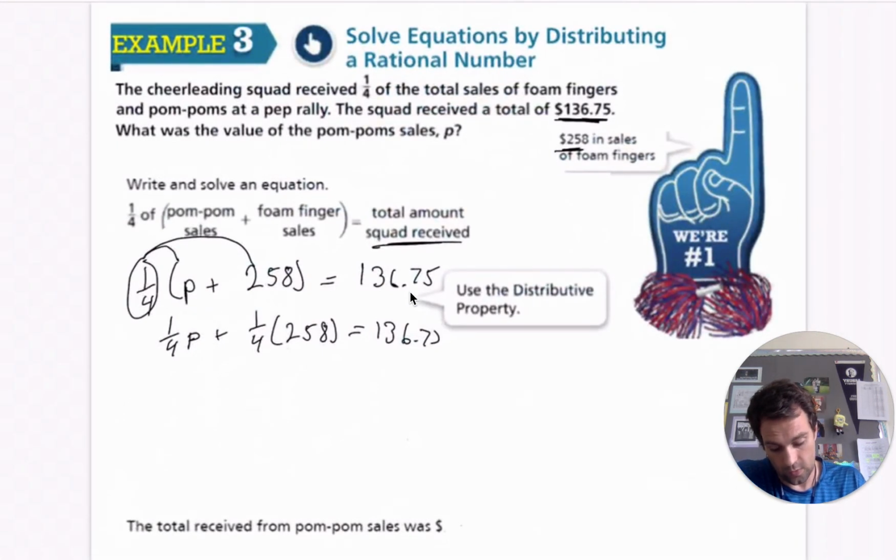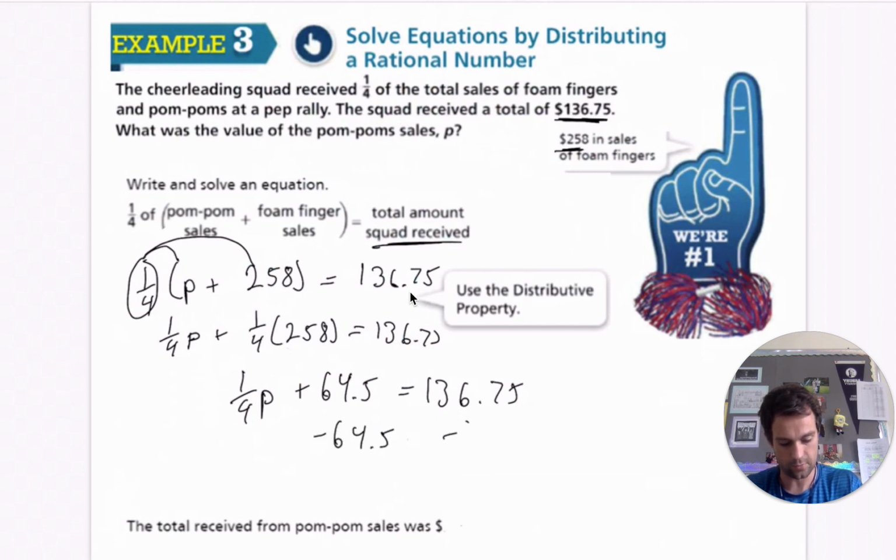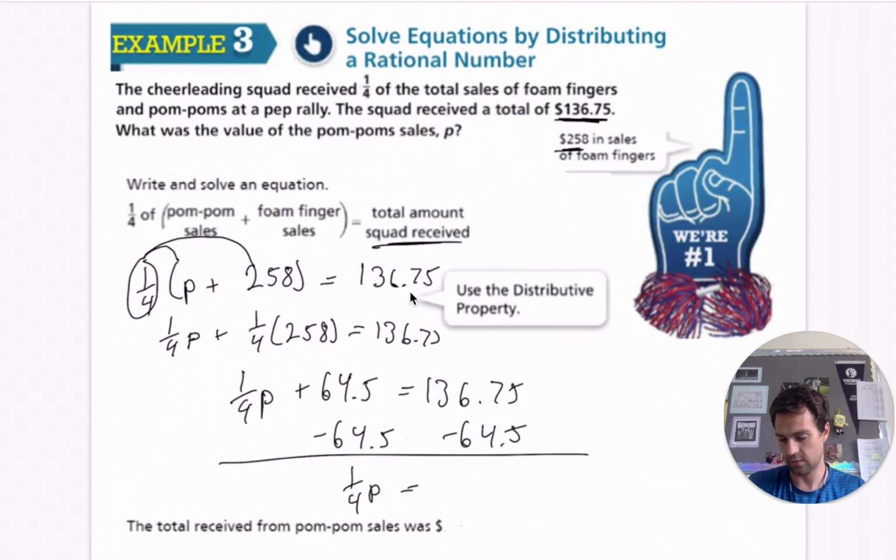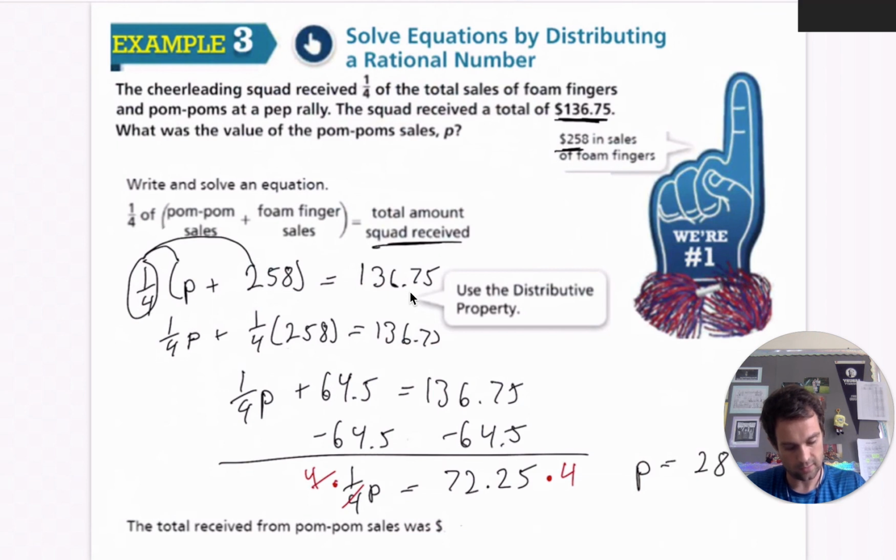We're almost done. So we have 1/4 P equals 1/4 of 258 gives us plus 64.5 equals 136.75. Subtract 64.5 from both sides. So 1/4 P equals 136.75 minus 64.5 gives us 72.25. And then we multiply this side times 4, multiply this side times 4. P is equal to 289. So we should have, the sale was 289. There we go. Okay?